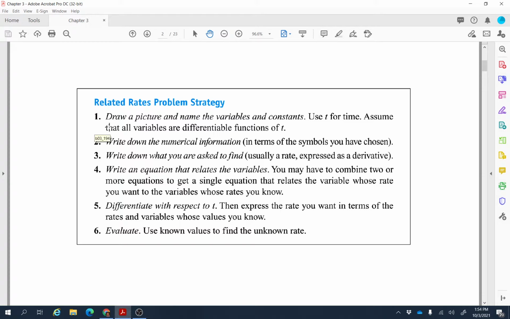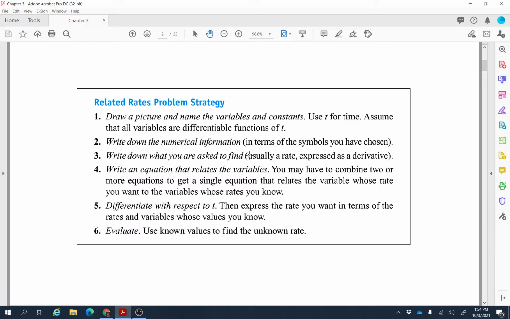Whenever it's possible, try to draw a picture. Introduce variables and constants, and remember we're trying to find the derivative with respect to time, so t stands for time. After that, find the equations or numerical information like values. And then finally, you need to find what you have been asked.